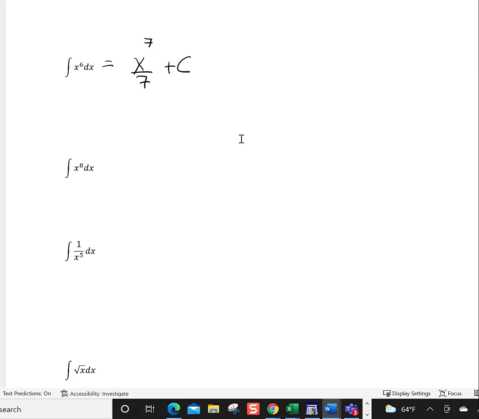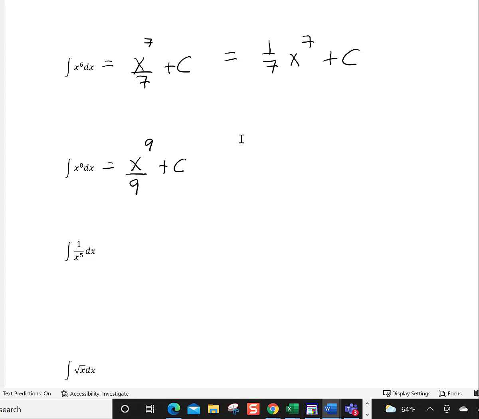You have choices of how to write this. If you would like to write this as 1/7 x to the 7, that's completely okay. It's just a matter of preference, really. So if you like to see the fraction separate from the x, then you can choose to write it that way. When I look at x to the 8th dx, I take the integral, which means I add 1 to the power, that's a 9. I divide by 9 and I add c.